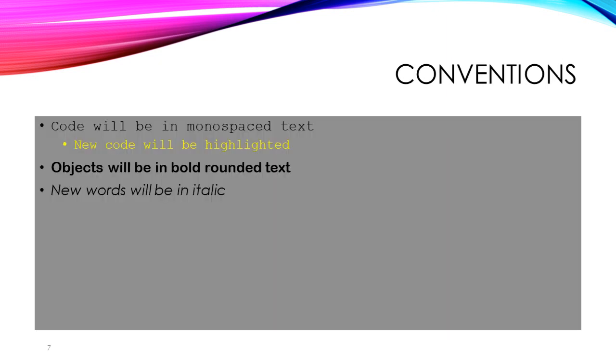Let's cover some conventions that will be used in these slides. Code will be in a monospaced text. It will look like typewriter text. Any new code on the screen will be highlighted in yellow. Objects will be in a bold, rounded text, and any new words that we introduce will be in italics.